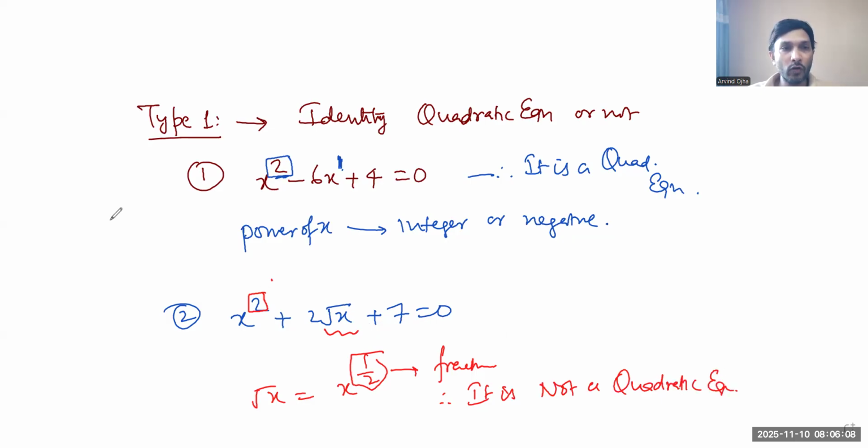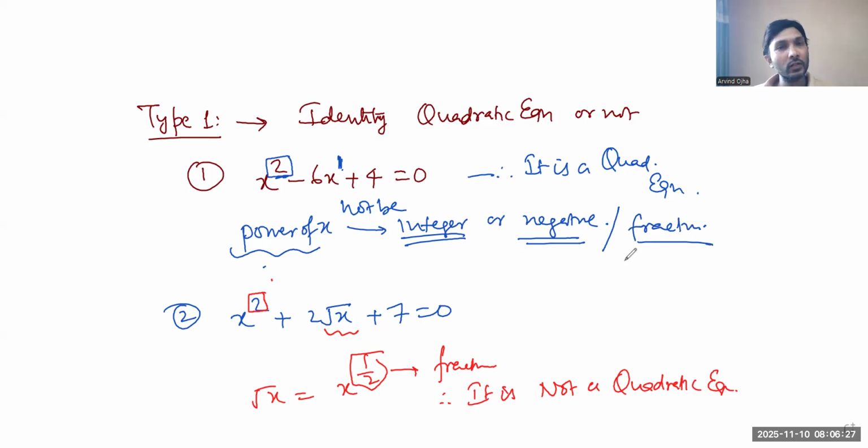Understood? So the definition we got is that the power of x must not be a fraction or negative. Then we can say it is a quadratic equation. The power of x has to be a whole number and the maximum degree has to be 2. Then only we can say it is a quadratic equation.